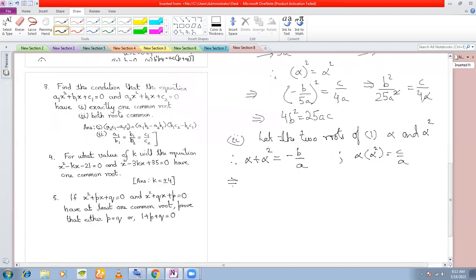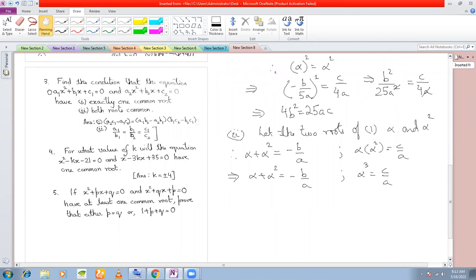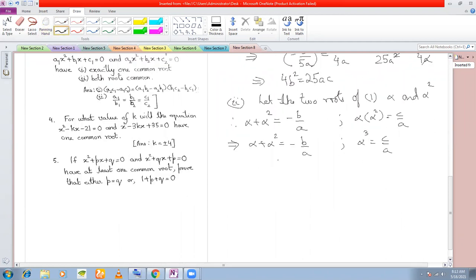So therefore, from here, you get alpha plus alpha square is equal to minus b by a. And from here, you get alpha cube is equal to c by a. Now, in order to find the relation between these two, what we do is we start from alpha plus alpha square. Now, because I have a square here, how do I find a relation between alpha square and alpha cube? How do I convert alpha square to alpha cube, right? So what we do here is we cube both sides of this.